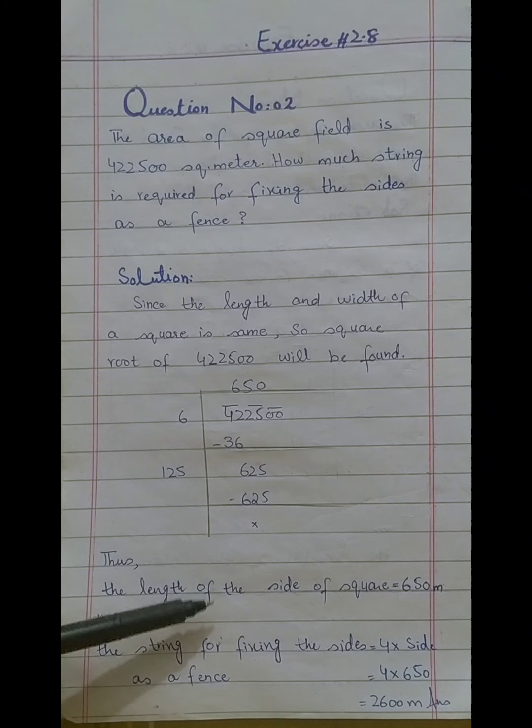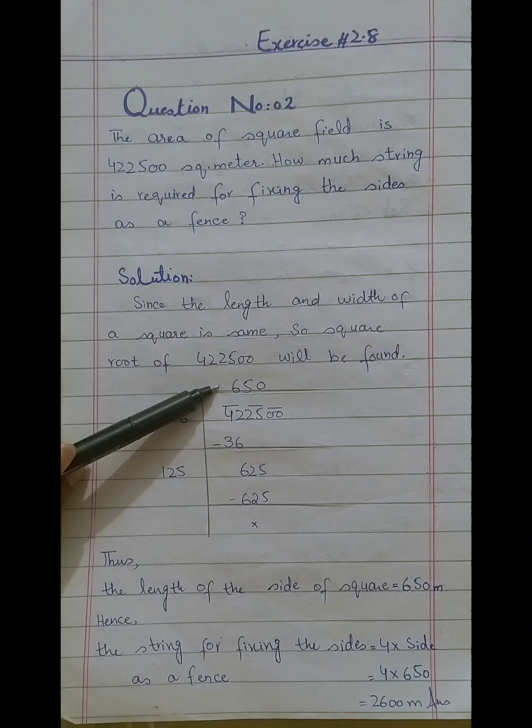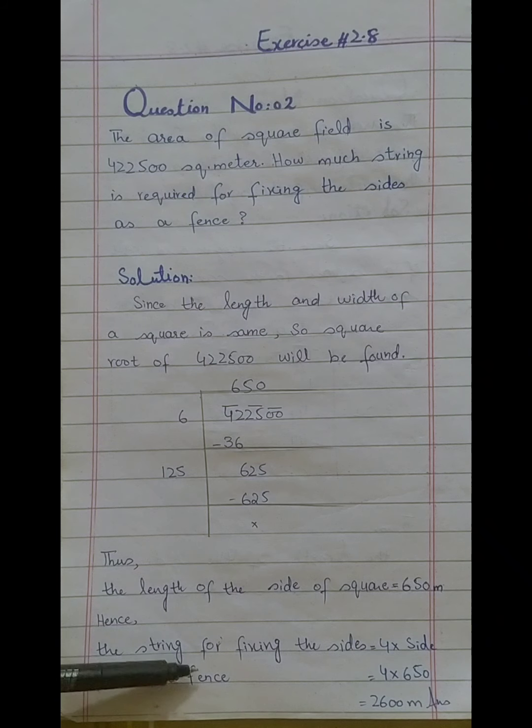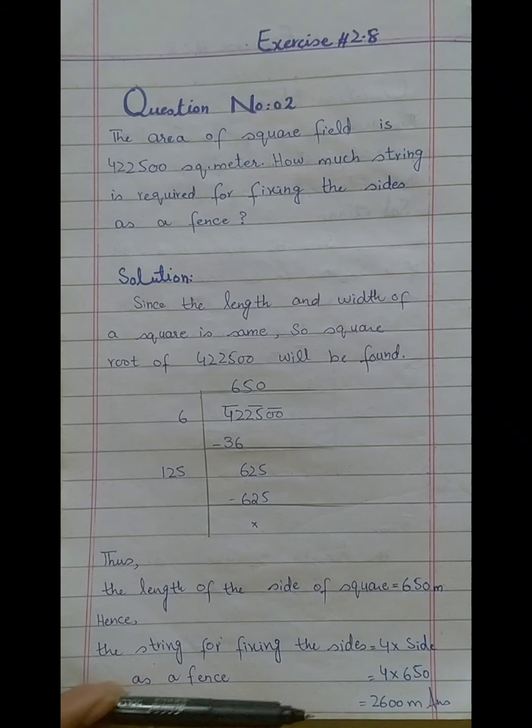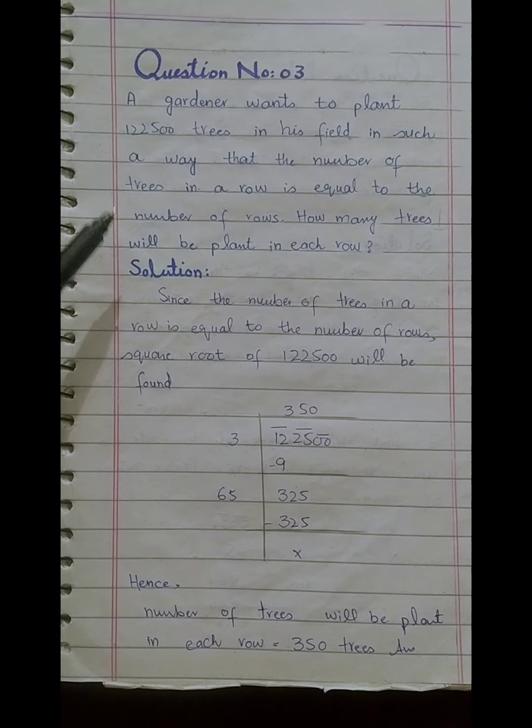So the length of the side of a square is 650. Hence the perimeter is 4 multiplied by side, which is 4 multiplied by 650, and we have a value of 2600 meter. Question number 3.